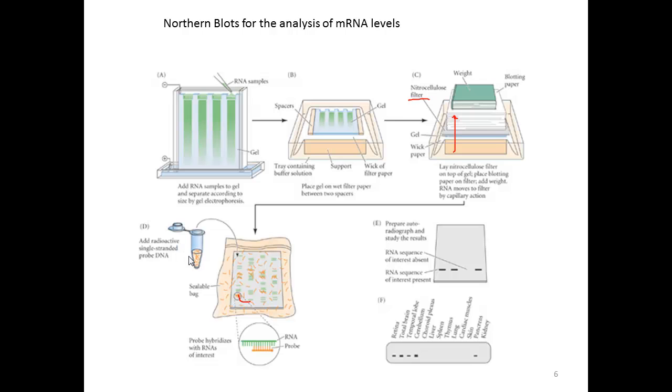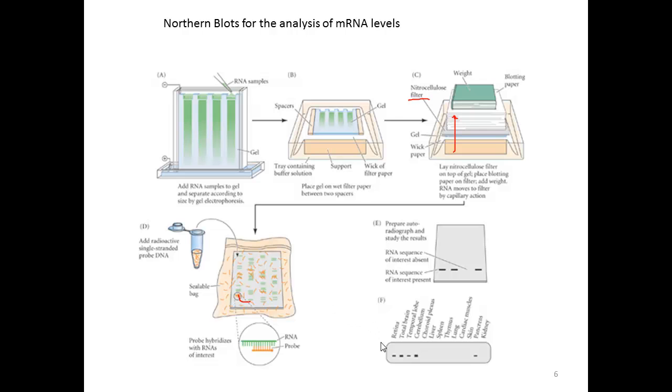It can be radioactive or chemiluminescent. The probes will bind based on hybridization to the gene of interest, and then you can see in this sample which of the 4 samples loaded on the gel express that gene.